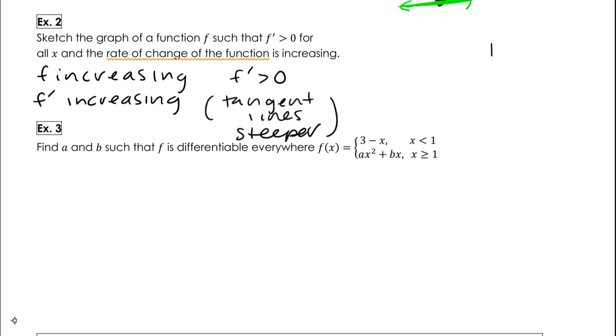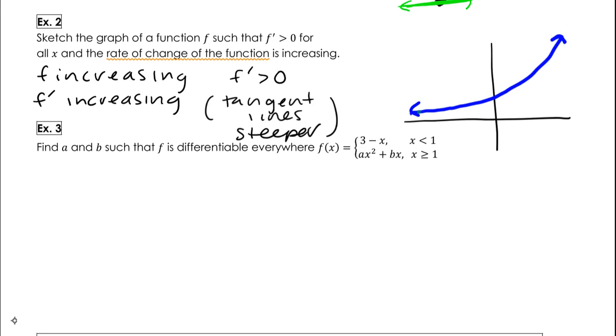So I'm going to go ahead and draw something. If you guys didn't already, if you could pause it and try it. So I need to move in this general direction. I have to be increasing. It does not have to be linear. I'm just saying if we start here, we have to end here, okay? And I need the tangent lines to get steeper. So here's what I'm thinking.